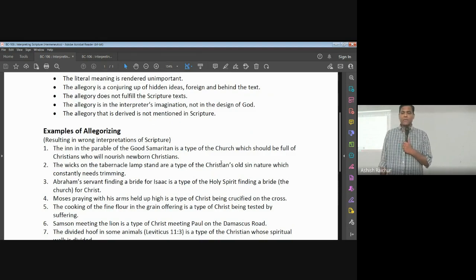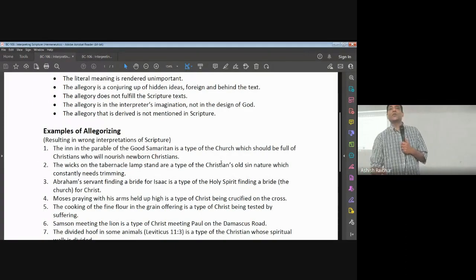Suppose we take the story of the Good Samaritan that Jesus gave, and suppose we say the Good Samaritan is a type of the church, and we should bring all these people whom the devil has wounded and left on the road, and we have to pour oil and wine. Oil represents the Holy Spirit, wine represents the blood of Jesus, and we have to bring them into the church. Then that is making something up. That is not what Jesus actually meant.